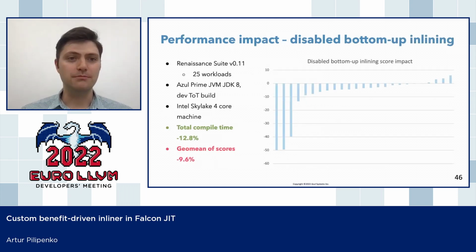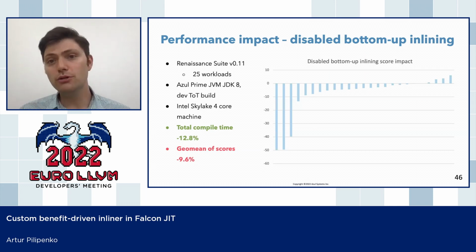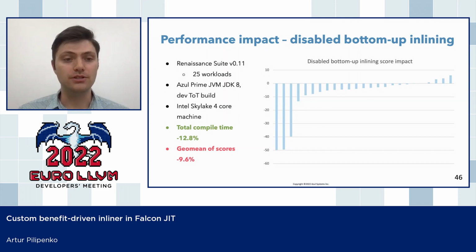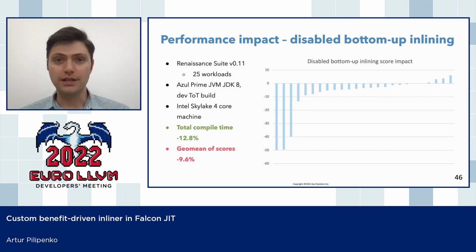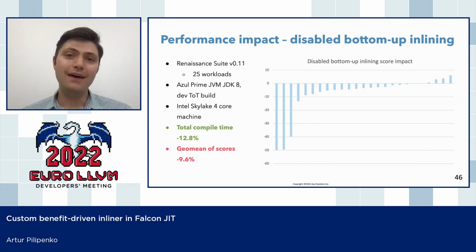Now let's take a look at performance impact. Again, I took Renaissance benchmark suite, I disabled bottom-up inlining, and I measured the impact on performance and compile time. Disabling bottom-up inlining significantly regresses scores on these benchmarks. And the geomean impact across 25 workloads is about -10%. Disabling bottom-up inlining also decreases compile time about 13%. So doing bottom-up inlining, we have a significant improvement in performance, but it also comes at a steep compile time cost.